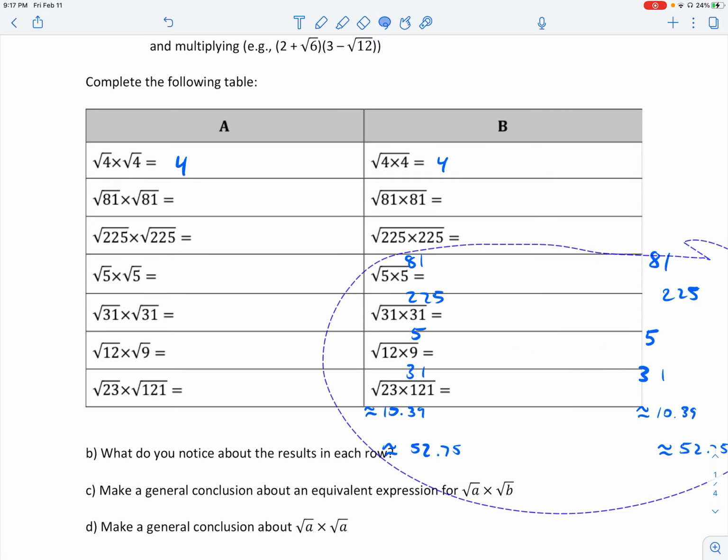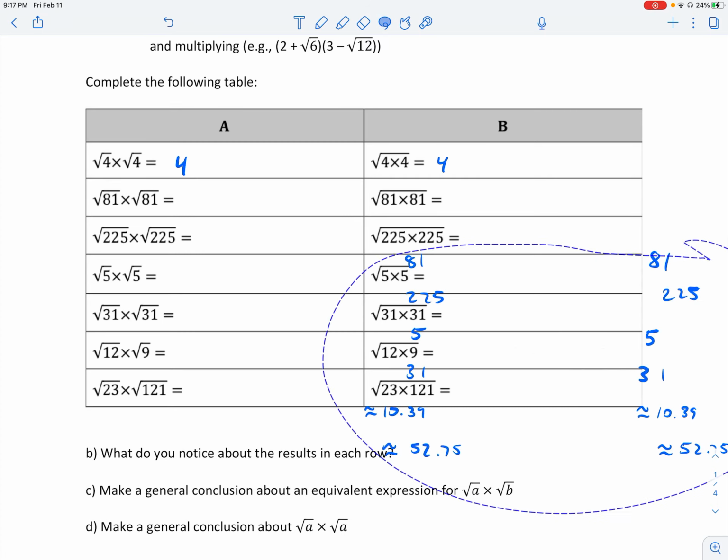Let's try one more. 9 root 7 minus 3 root 7. Okay, they're like radicals, so we'll write root 7 down, and now we'll just do 9 minus 3, 6. Okay, that's done.